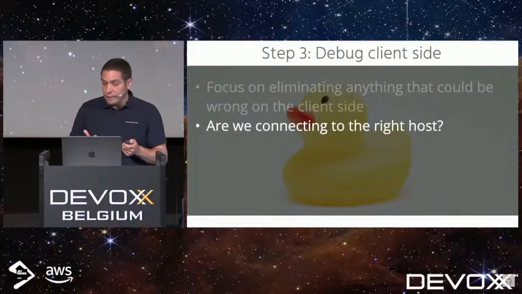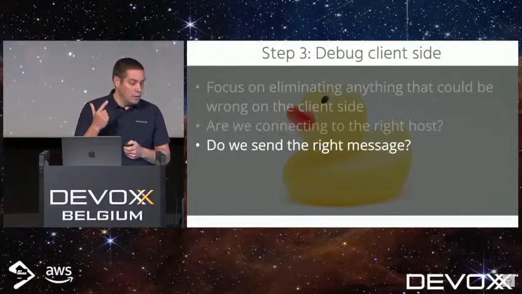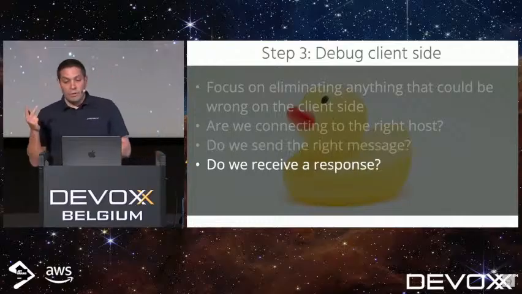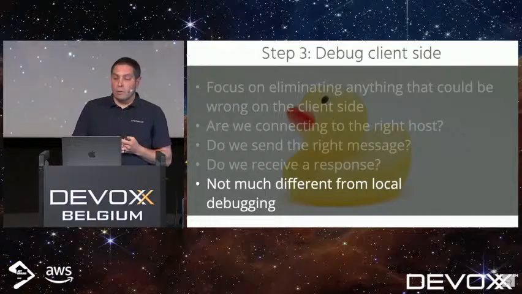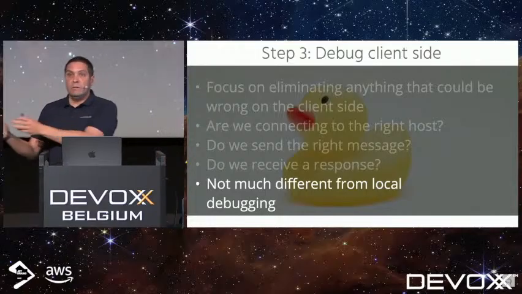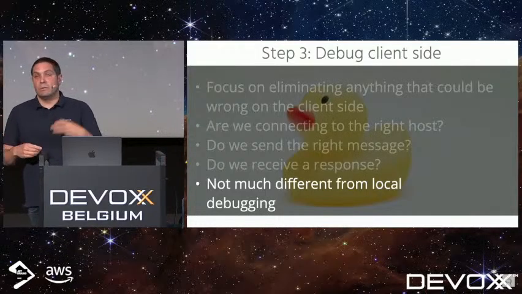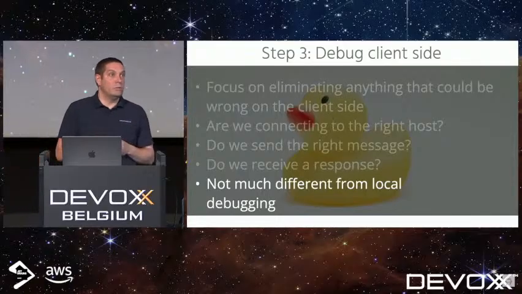So think about, am I connecting to the right host at all? Are we connected to the right host? Do I send the right message? And do I receive a response or not? And this is not much different from local debugging you would do on your local machine, apart from the fact that the client could be running on a remote machine as well, right? If it's some service that has a client that you're trying to debug.